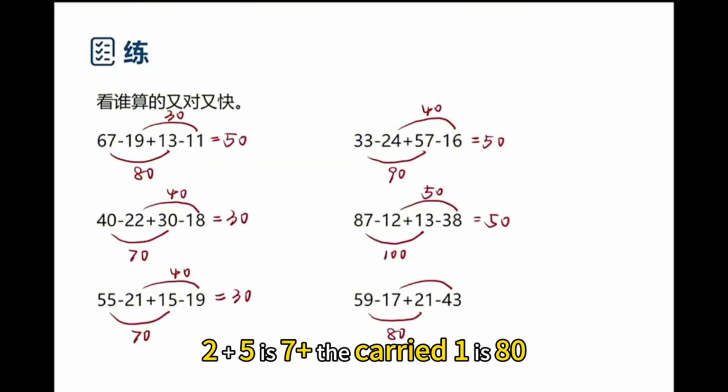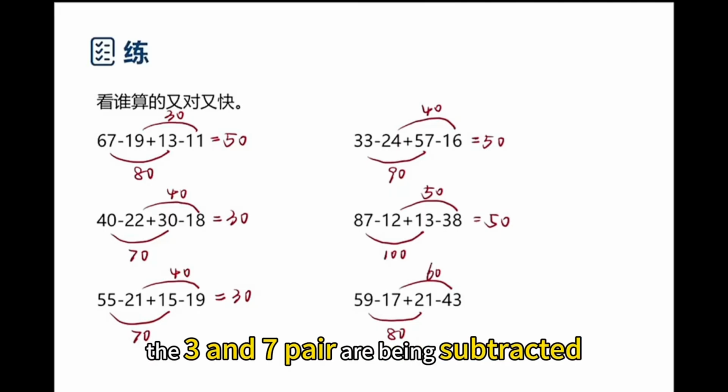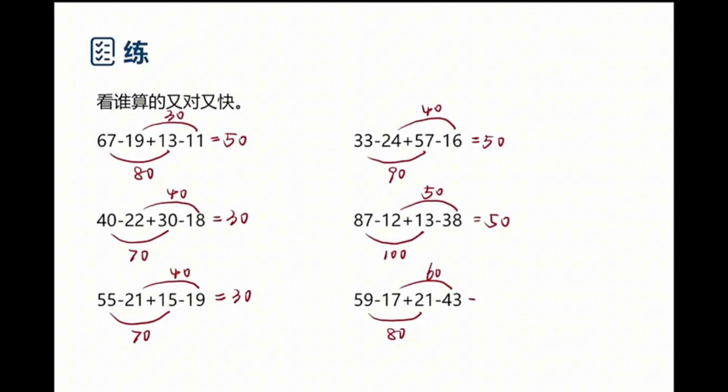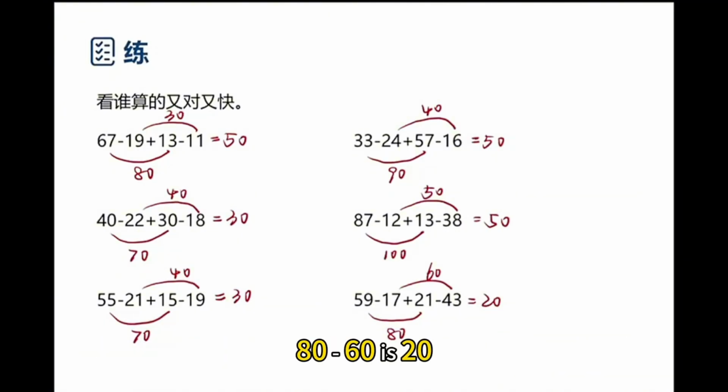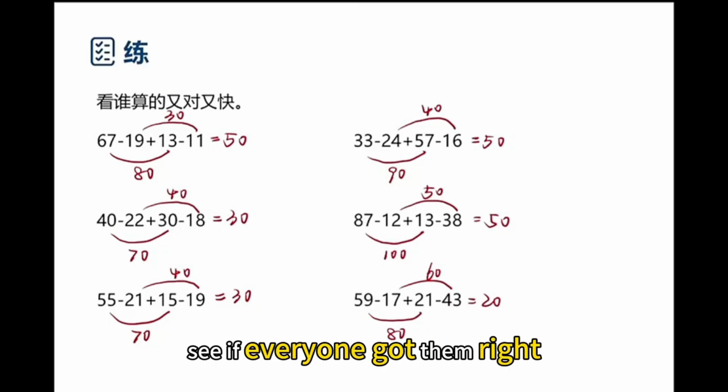2 plus 5 is 7. Plus the carried one is 80. The 3 and 7 pair are being subtracted. 13 plus 47. 1 plus 4 is 5. Plus the carried one is 60. Right. 80 minus 60 is 20. Okay. See if everyone got them right.